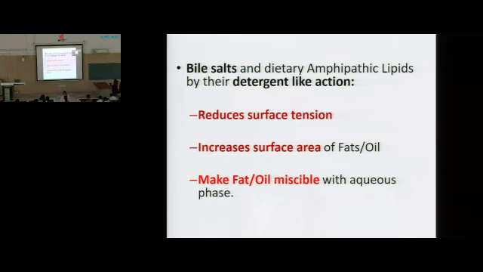Amphipathic lipids also. You understanding? So these amphipathic lipids and bile salts act with a detergent-like action, which increases the surface area of that oil and reduces the surface tension, making that fat or oil droplet into a miscible form.